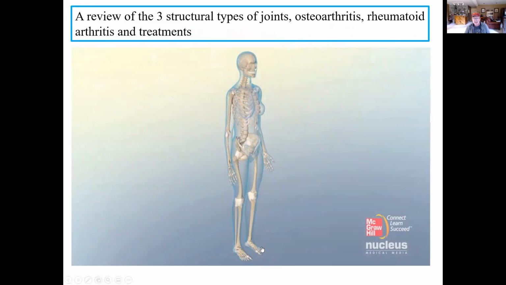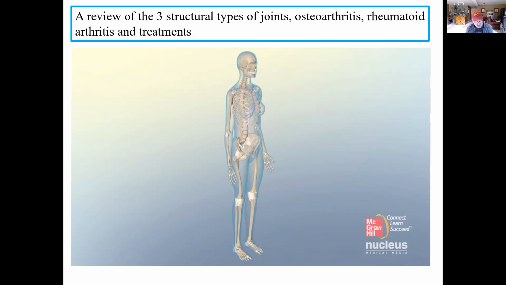This is a really excellent video. You just click on this little play button and this will take you through and review the 3 structural types of joints, right? You remember those are fibrous, cartilaginous, and synovial joints. They also talk about osteo and rheumatoid arthritis. And there is a clinical application box in your book on page 286, 287 that talks about bursitis, rheumatoid, and osteoarthritis, which the video, of course, does too.